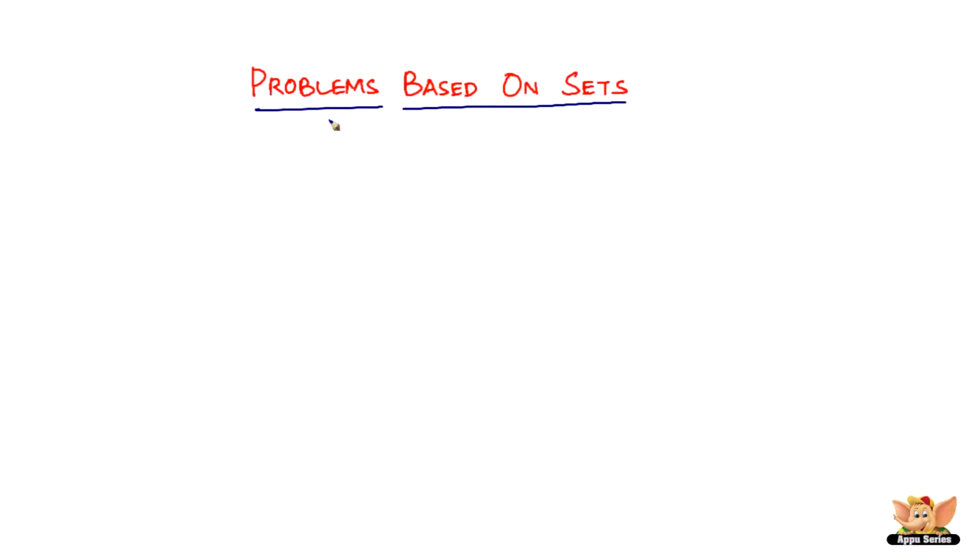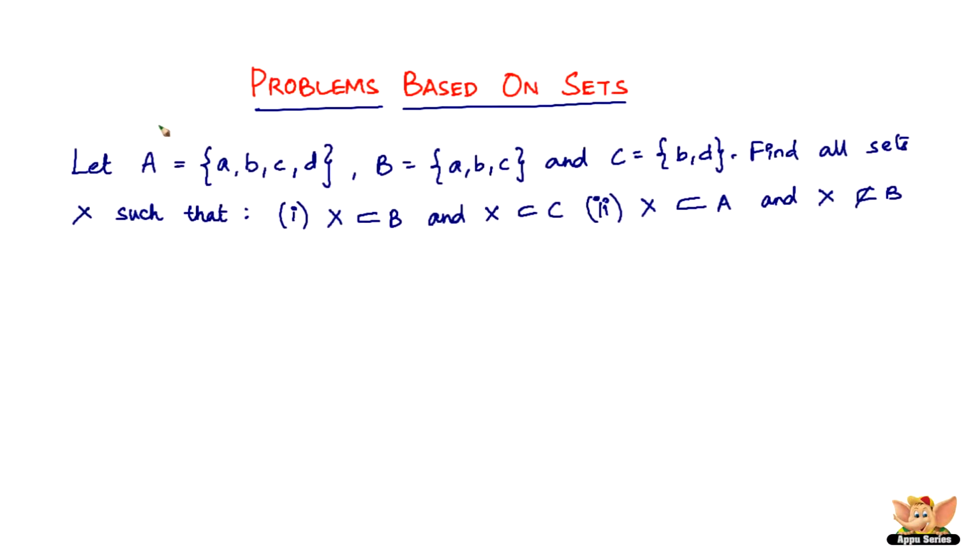In this video, let us continue to solve more problems based on sets. Alright, so here we've got a problem which reads like this. Let set A be equal to {a, b, c, d}, let set B equal to {a, b, c}, and let set C equal to {b, d}. Find all sets X such that X is a subset of B and X is a subset of C.